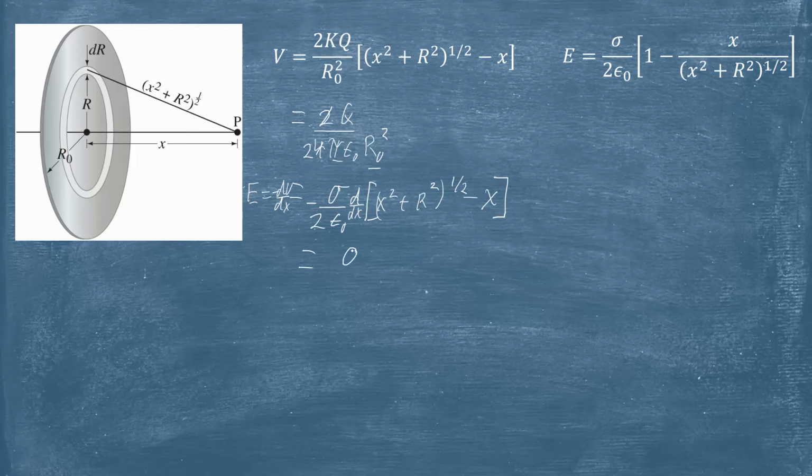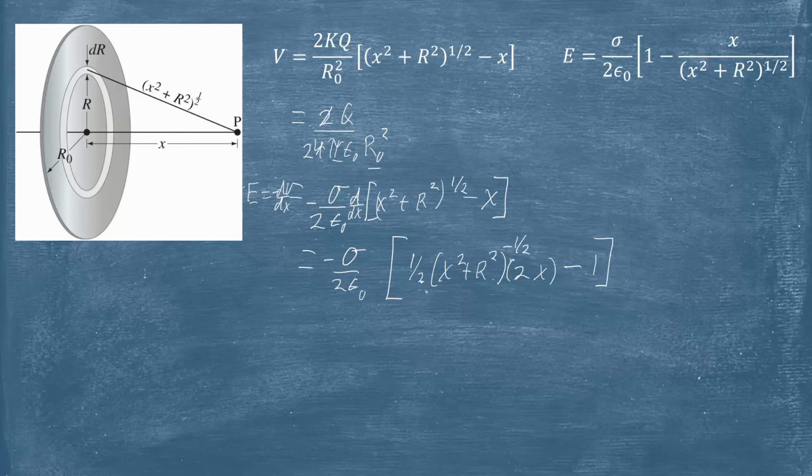Alright, so sigma over 2 epsilon naught, and I've got my negative there. We can take the derivatives of each of these two terms separately because that's how it works, and life is easier that way. So we're going to pull down this 1/2, and we're going to have x squared plus r squared to the negative 1/2 power, because we subtract 1 from the exponent. Then we multiply by the derivative of the inside, which is again 2x, minus the derivative of x, which is going to give us 1.